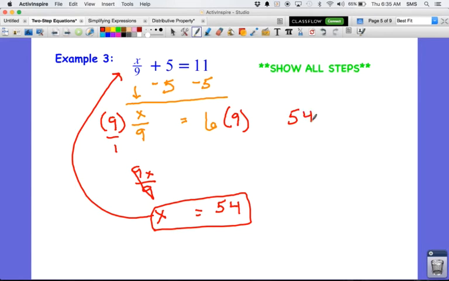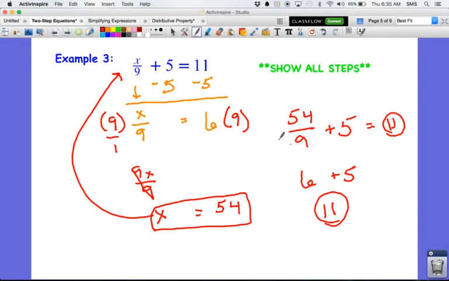So I could take it and go 54 over 9 plus 5 should equal 11. 54 divided by 9 is 6, so I have 6 plus 5, which is equal to 11, which is what I was looking for. So that means I solved my equation correctly.